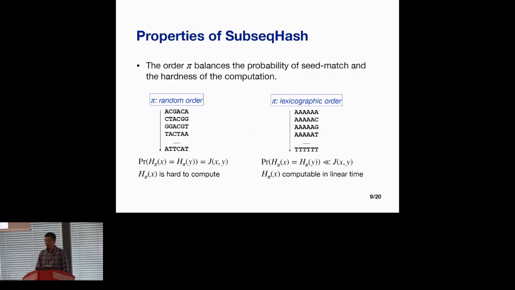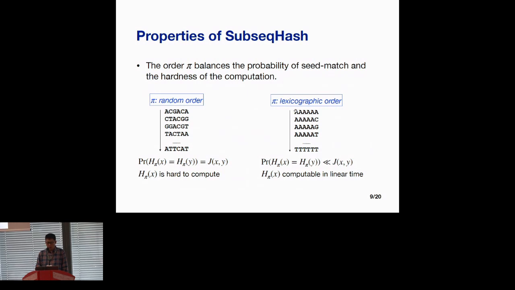In fact, the secret is in the order. The order pi balances the probability of seed match and the computational hardness. Let me explain. Consider a random order to the left. A random order looks like this, where all the length k strings are shuffled. Then the probability of hash collision, the probability that x and y will be hashed to the same seed, is exactly the Jaccard according to the property of min hash. And this is a nice property. But we don't know how to calculate the smallest subsequence if pi is random. We think it's hard.